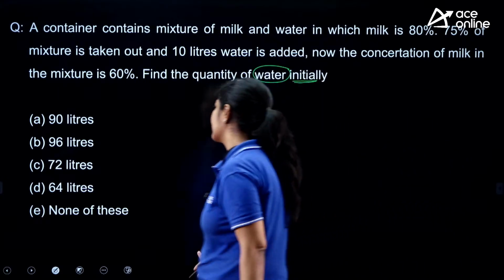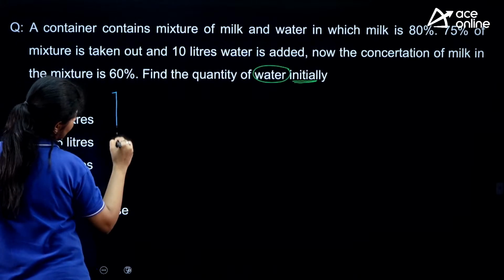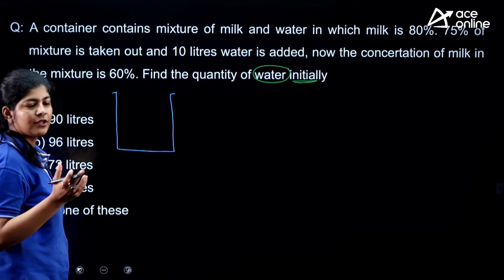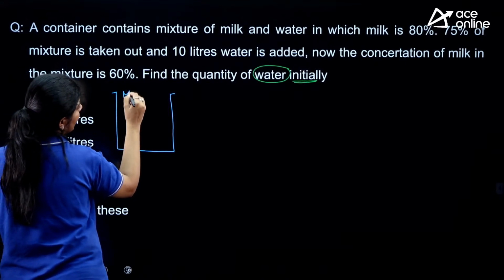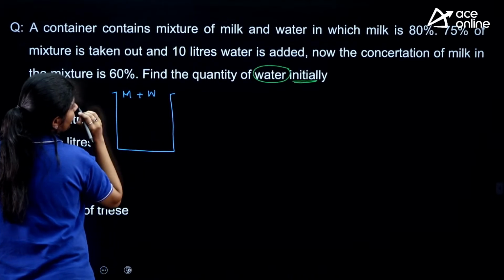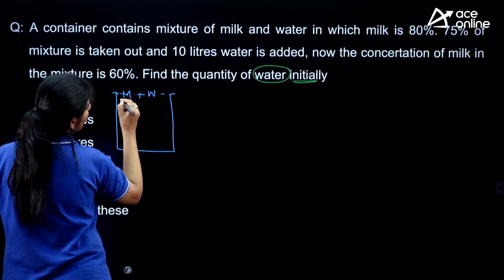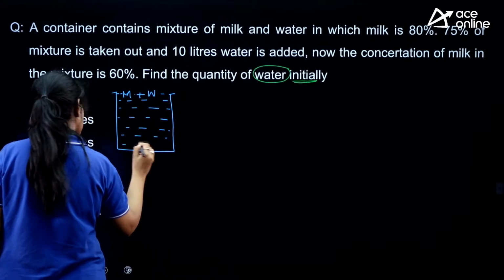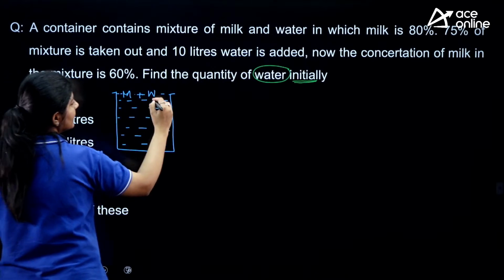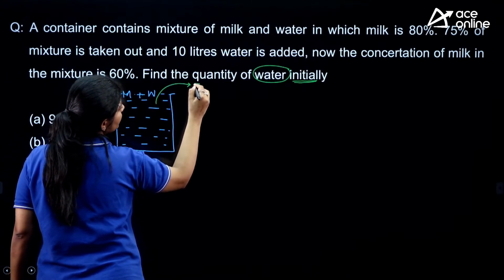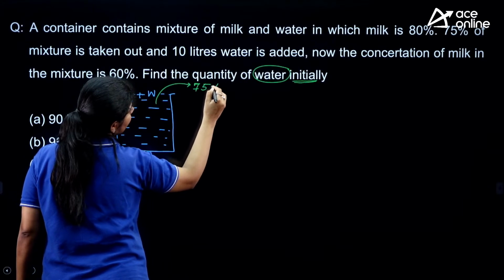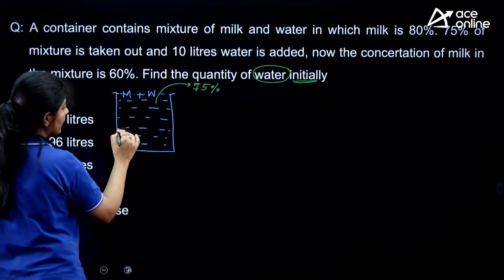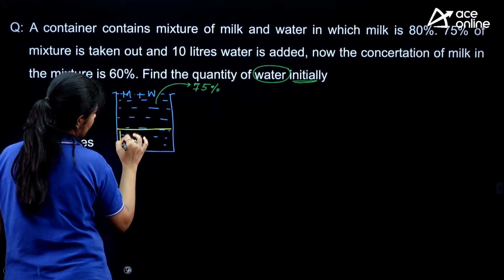So the question is saying that, let's suppose I am having this container, and in this container I am having a mixture of milk and water. So initially the whole container is full. But what I did, I have just taken out 75% of the mixture. Now I am only left with 25%. Let's suppose this quantity is 25%.